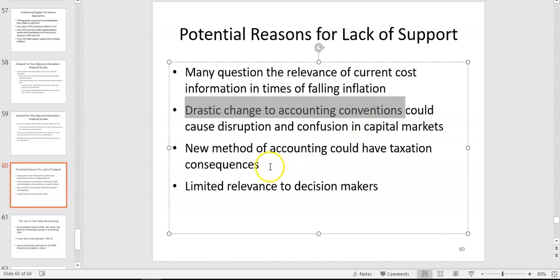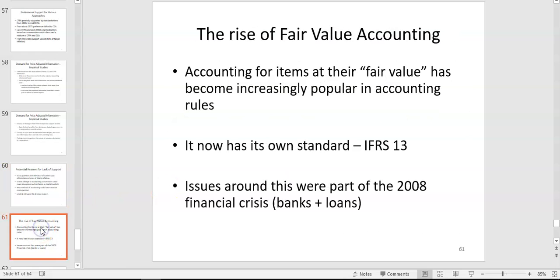And of course, there'll be a new method of accounting for taxation in terms of how you determine taxable profits and what impact that would have on the tax standards as well. So there are a number of different reasons why there was a lack of support in general for all alternatives to historical cost accounting. There is now a rise of what we know as fair value accounting, which has become increasingly popular in accounting rules.